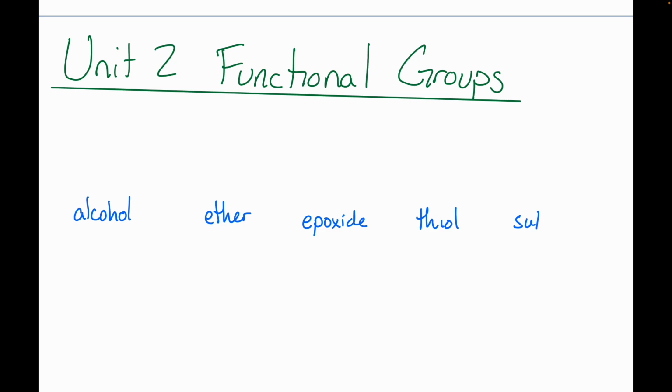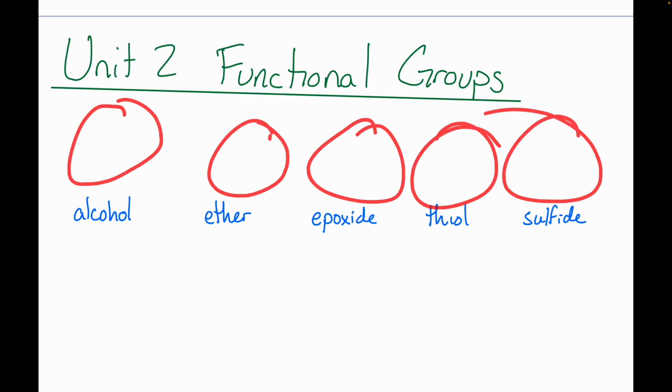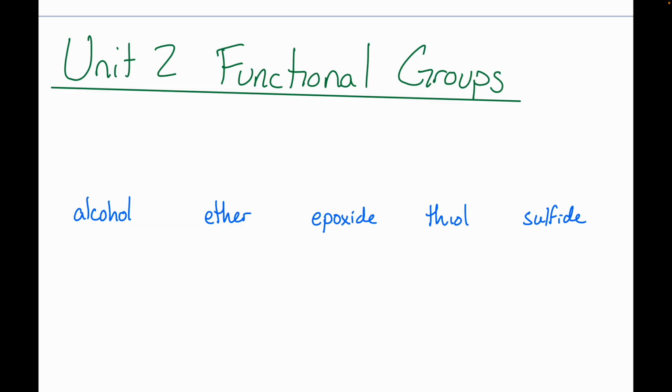We talked a little bit about properties of these functional groups at the beginning, specifically as it related to polarity and boiling point. Everybody take a second and give me an example of each one of these functional groups here. What do I mean when I say an alcohol, an ether, an epoxide, a thiol, or a sulfide?